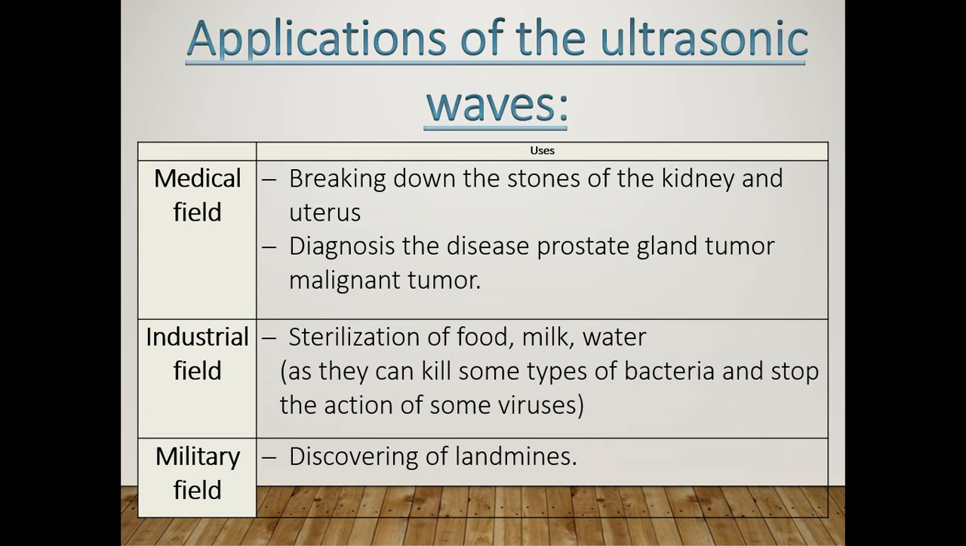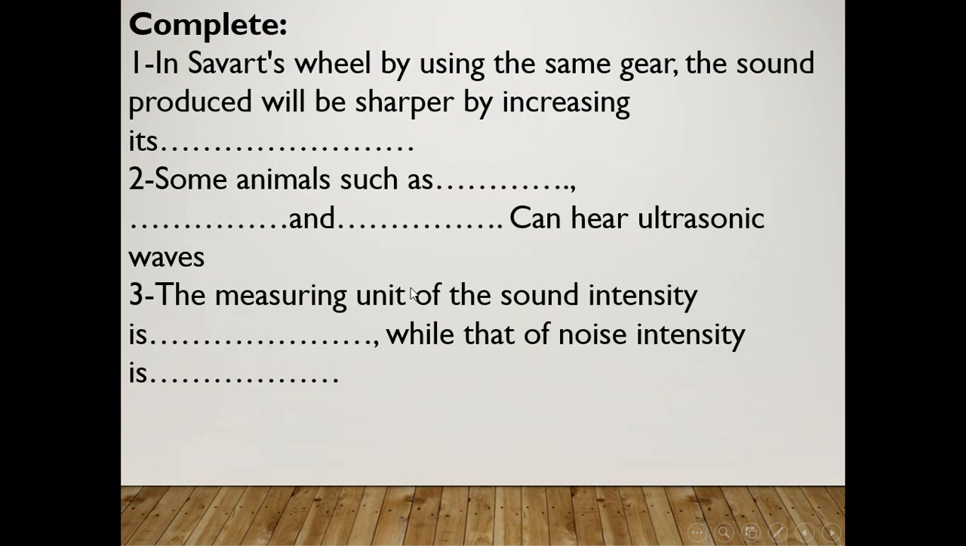By using the same gear, the sound produced will be sharper by increasing its frequency. Some animals, such as dogs, dolphins, and some cats, can hear ultrasonic waves. The measuring unit of sound intensity is watt per square meter, while noise intensity is measured in decibels.